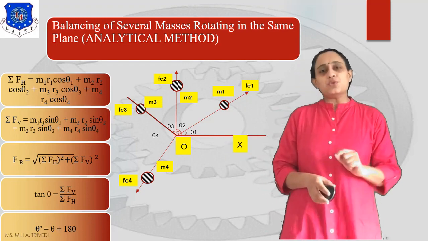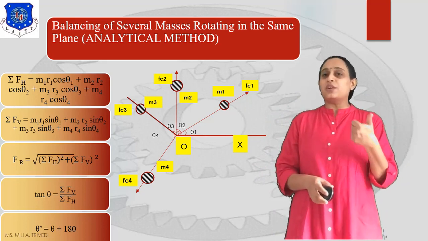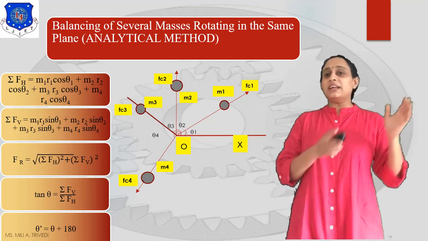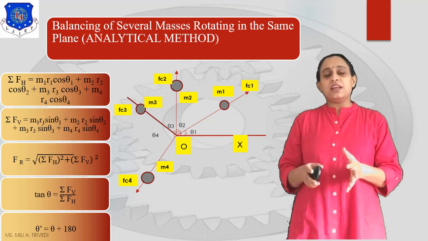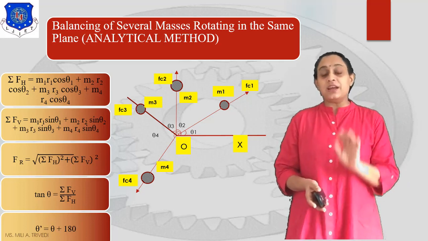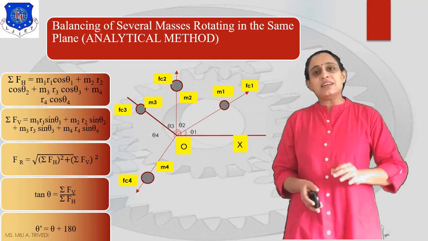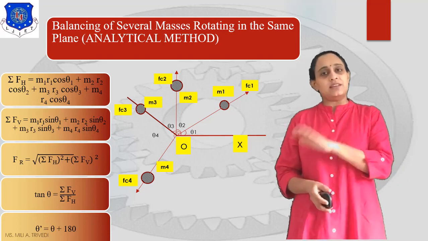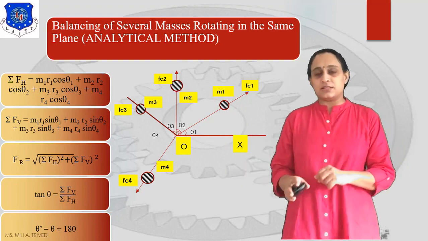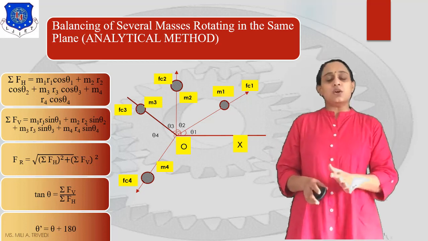Now let us consider the sine terms, the vertical forces. Sigma of the vertical force, V, so we write sigma of FV. As we already discussed, we omit omega square. Hence we write m1r1 sin theta 1 plus m2r2 sin theta 2, and so on, if we have n masses. So here we get the vertical as well as the horizontal component.